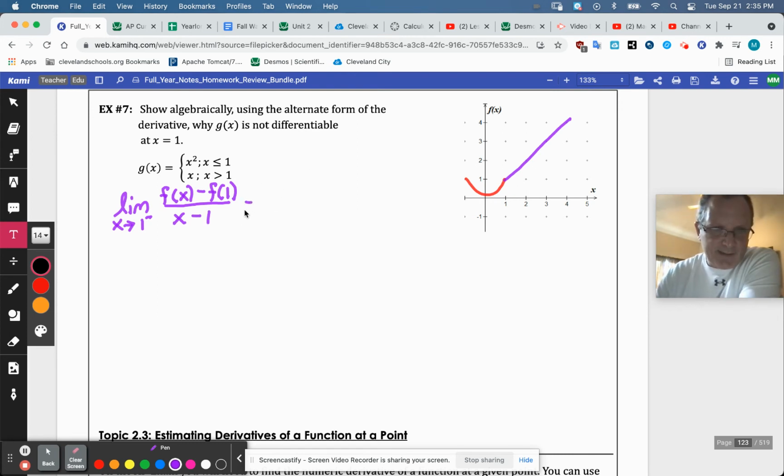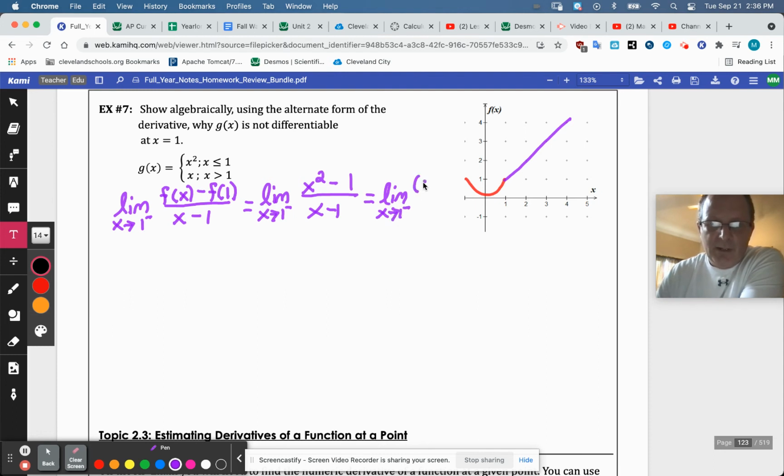All right, so this is then the limit as x approaches 1 from the left, and left or right, it won't matter, but that's what we're doing because the red one is to the left of 1. So f of x is x squared minus f of 1, which is 1. Then the bottom is x minus 1, and here we go. We've got algebra that we can do. So we've got the limit as x approaches 1 from the left.